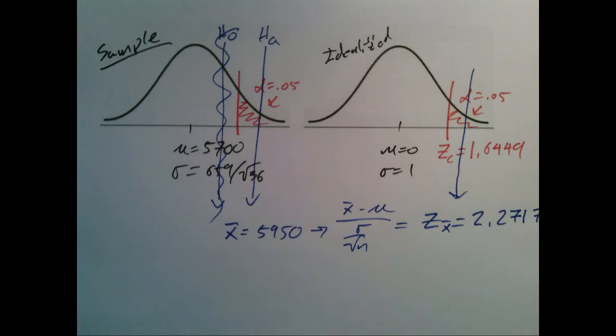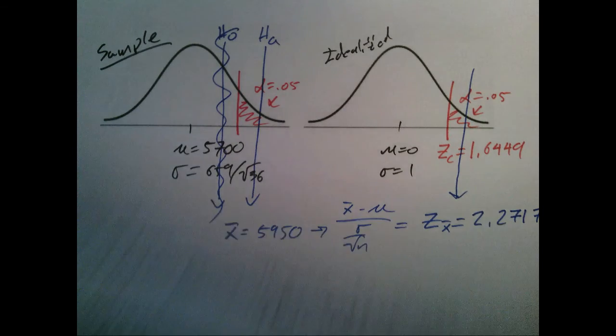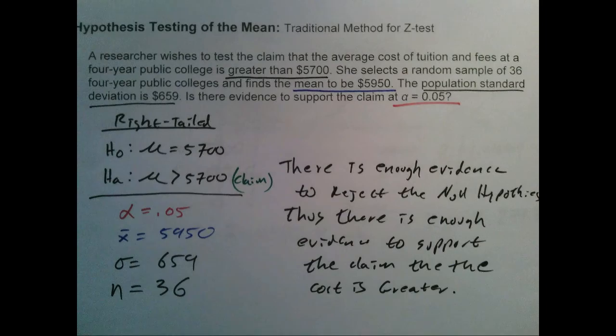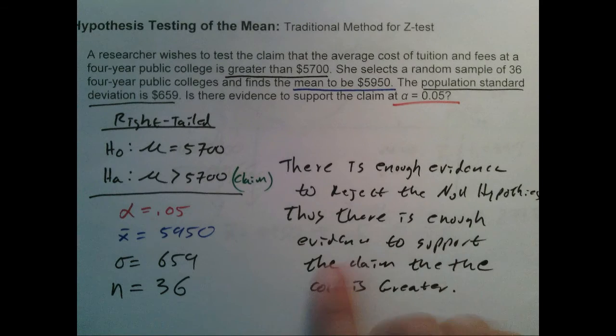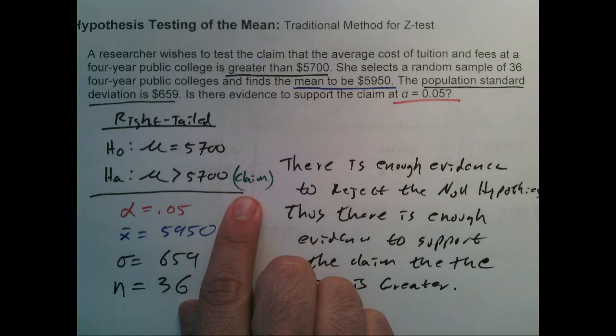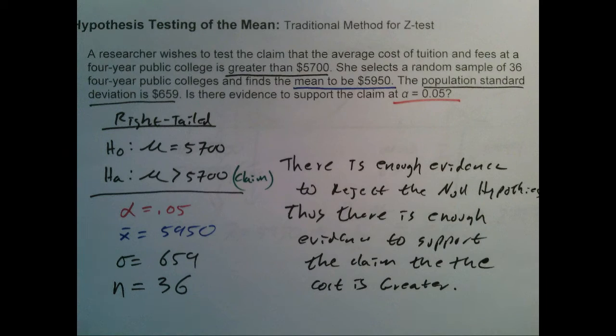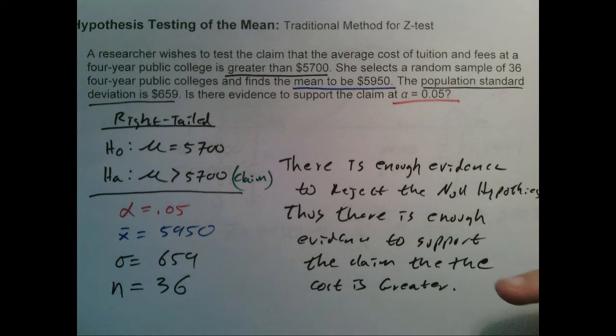So since it's about it changing, that's what I'm going to write when I go back to my original problem. And what I write is, there is enough evidence to reject the null hypothesis, thus there is enough evidence to support the claim that the cost is greater. Remember that they addressed the claim, and our claim was that the cost for college was greater. So in my hypothesis test, when I use the English sentence to sum everything up, I have two things that I'm going to say. One is addressing the null hypothesis, the other one is addressing the claim.